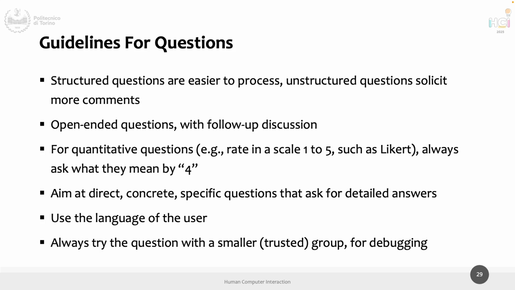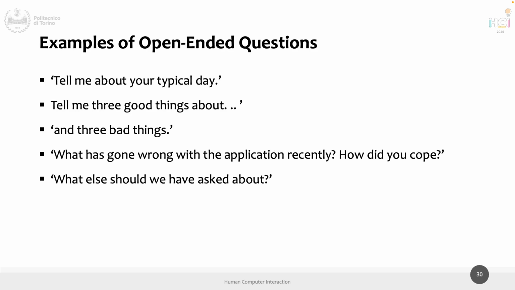Always aim at direct, concrete, specific questions. Use the language of the people, not your language as a computer engineer or whatever. But if you're talking with teenagers, use the teenager language. And if possible, always try the interview with a smaller group, maybe a group of friends, just to be sure that the questions are understandable, like debugging in a sense. So you're sure that everything is clear and you can proceed.